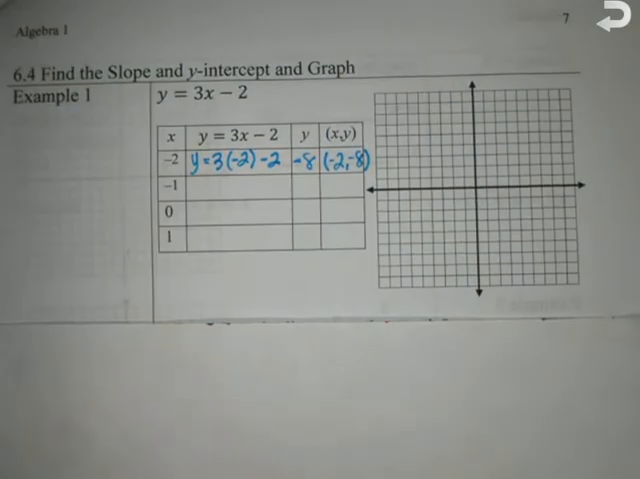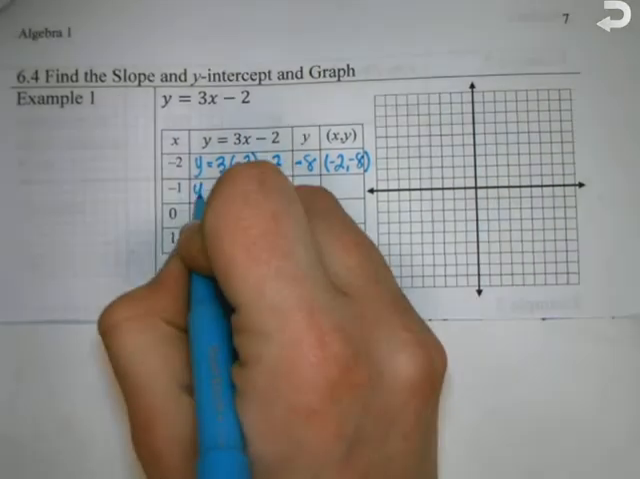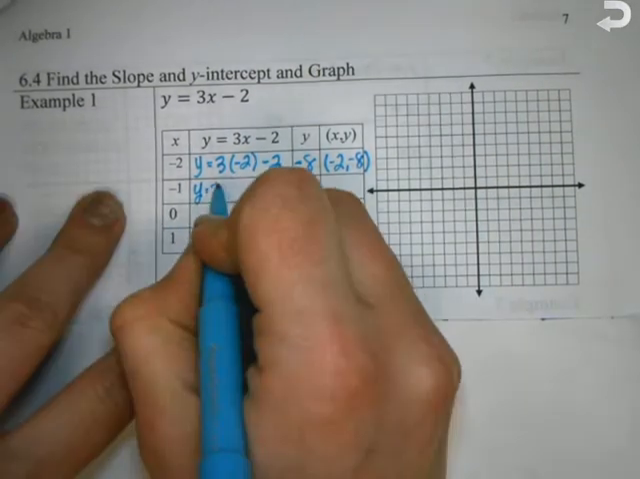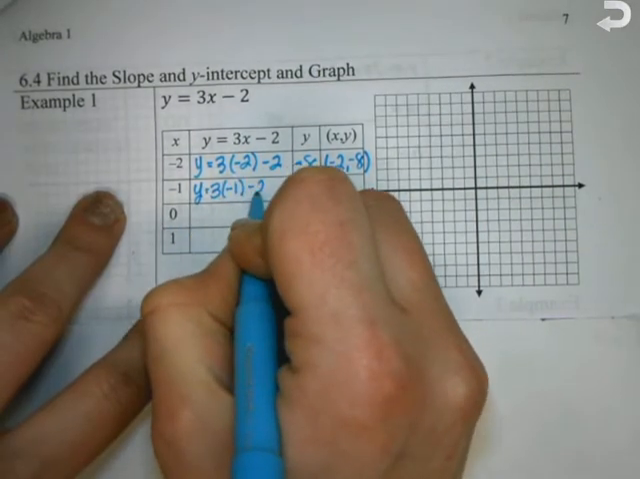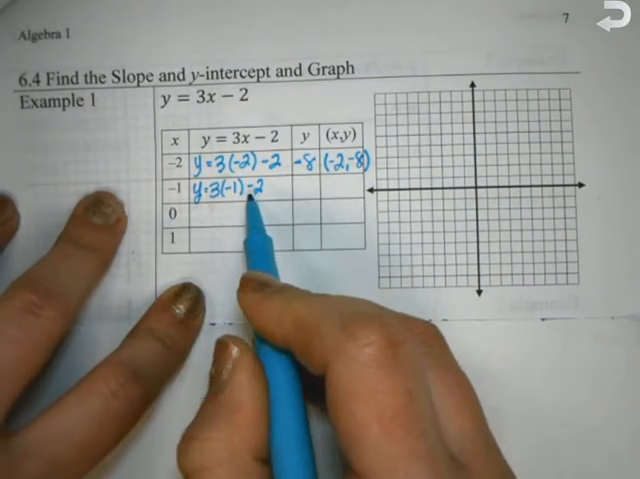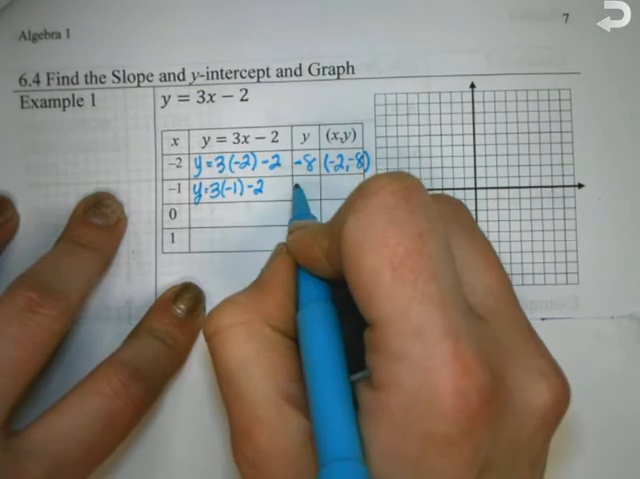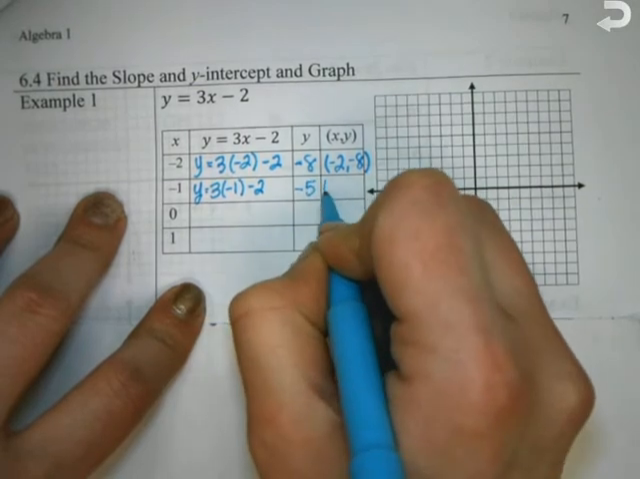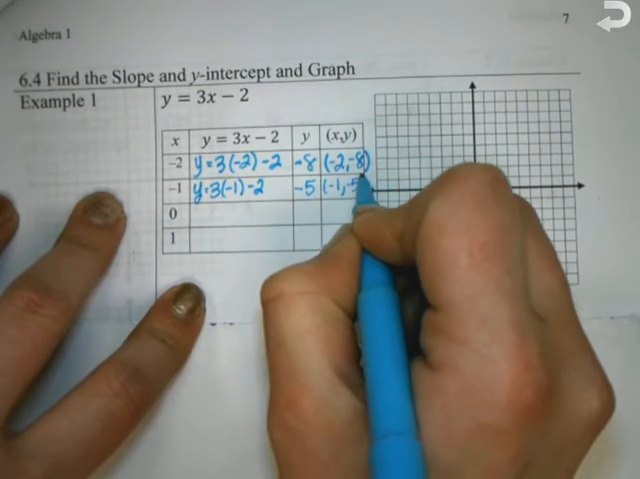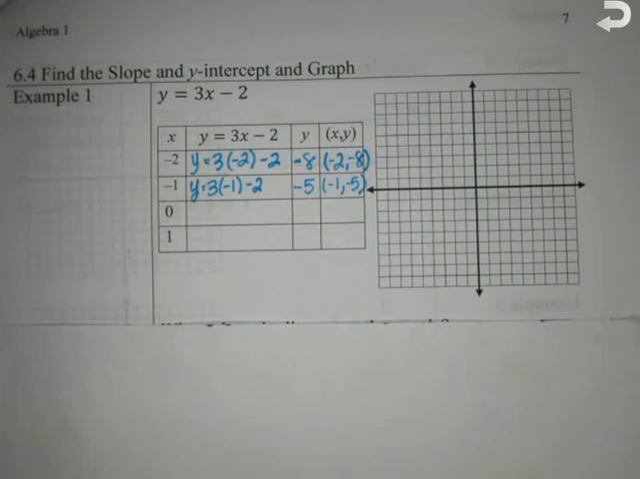And then let's do the same for the rest of them. So that's y equals 3 times negative 1 minus 2. 3 times negative 1 is? Minus 2 is? Negative 5. So negative 1, negative 5. And will you guys finish the rest on your own? Okay, I'm going to plot these points.